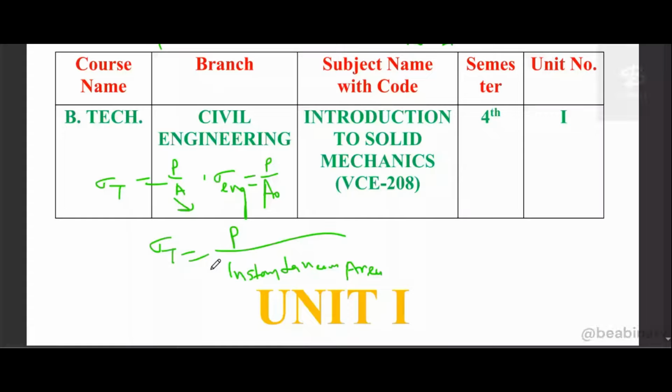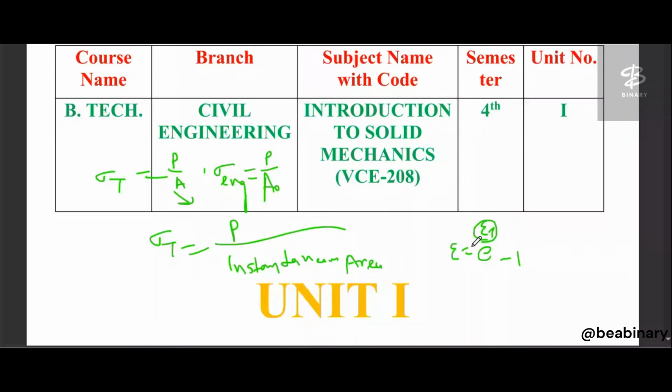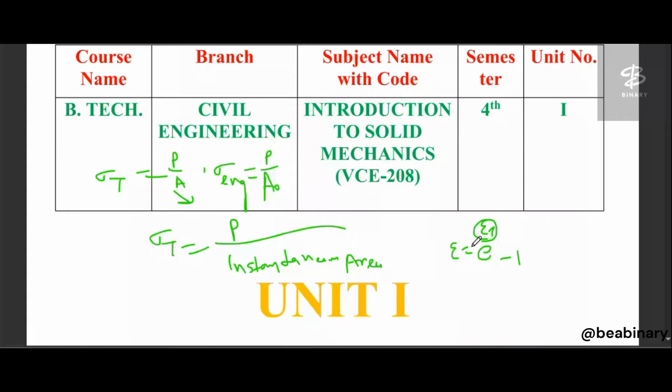Now, engineering strain simply means delta L upon L. This is the engineering strain. e is equal to e to the power et minus 1, and et is the true strain. And true strain we have calculated. Okay, so we calculated, and in the next topic.